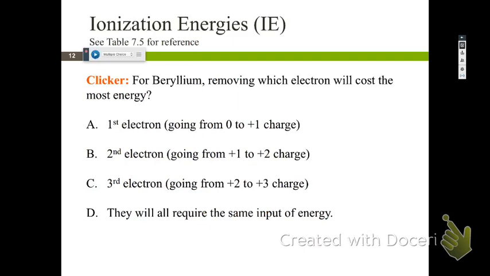So let's talk now specifically about beryllium. We talked before about removing the first electron. I want us thinking about removing this first, second, and third electron. Which one of those do you think will be the most difficult to remove? If we do one at a time, right? Going from 0 to +1, +1 to +2, +2 to +3. Check with your neighbor.